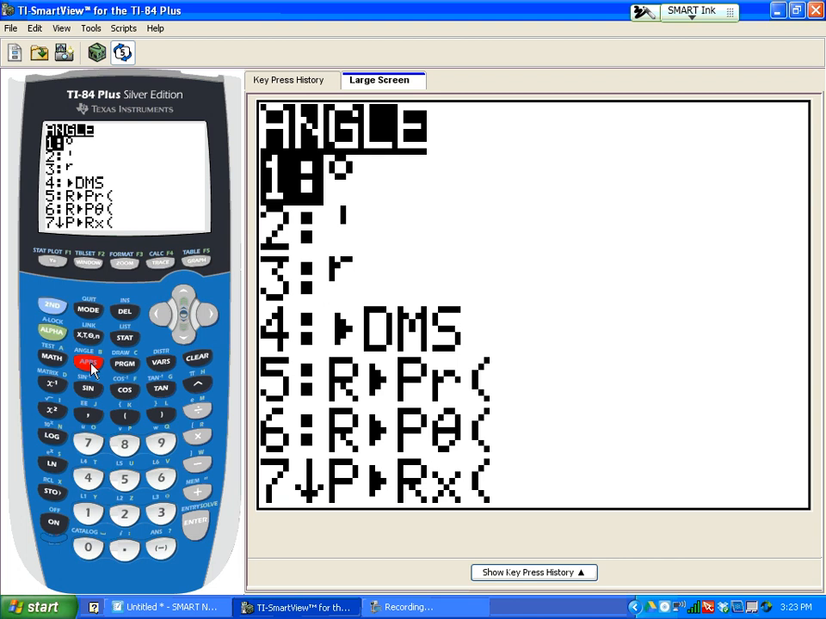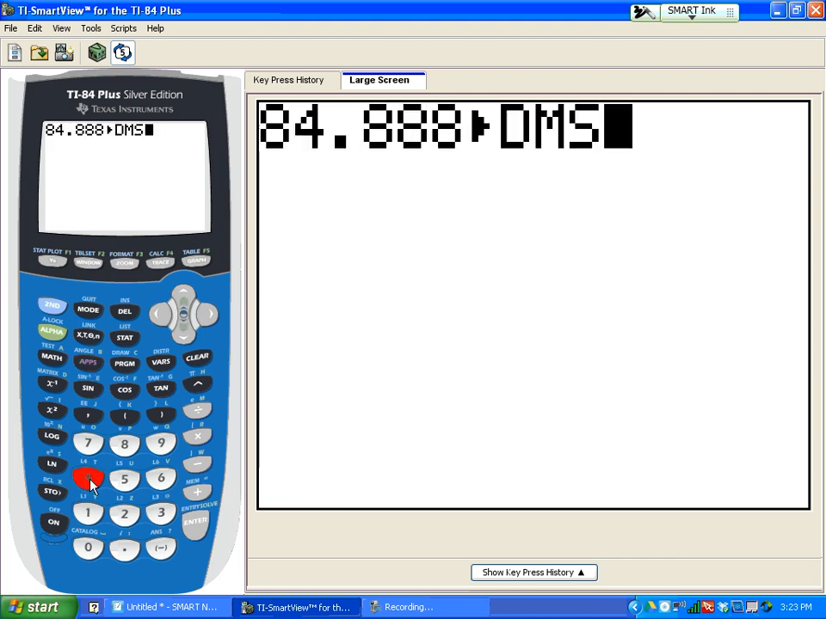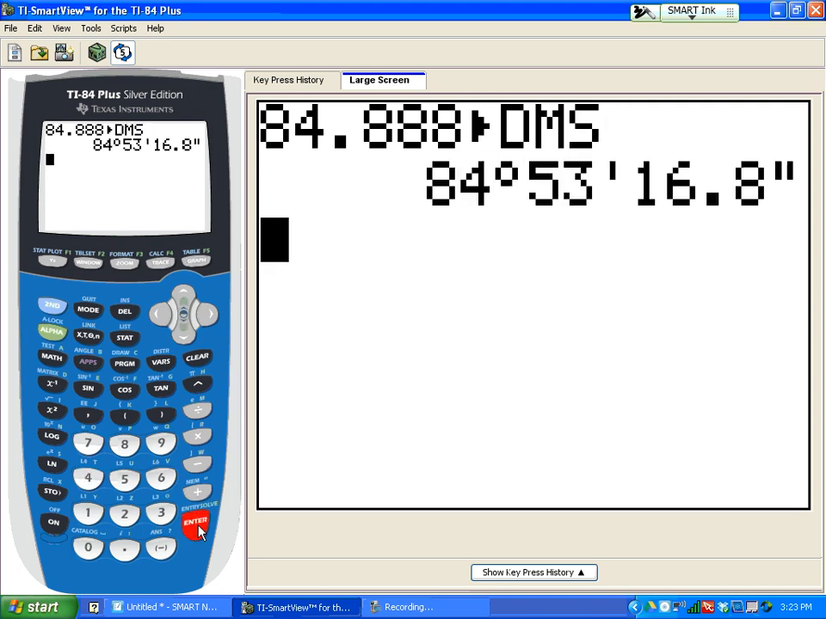That's just the fourth choice there, so you just hit 4 to choose that one. Now that's going to convert that from degrees into degrees, minutes, and seconds. So that would be 84 degrees, 53 minutes, and 16.8 seconds. That was the answer to number 1.